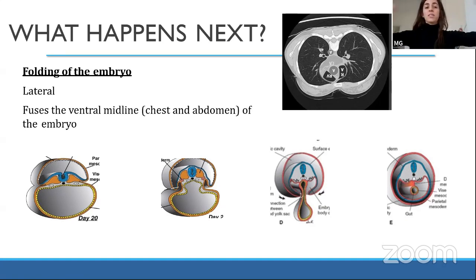And then your arms meet in the middle and they fuse in the central midline, okay? So again, if you're in front of your computer, just mimic the lateral folding of the embryo. And then you can mimic the anterior posterior folding of the embryo, okay? So the neural tube is closing, the ectoderm and everything is also folding laterally.